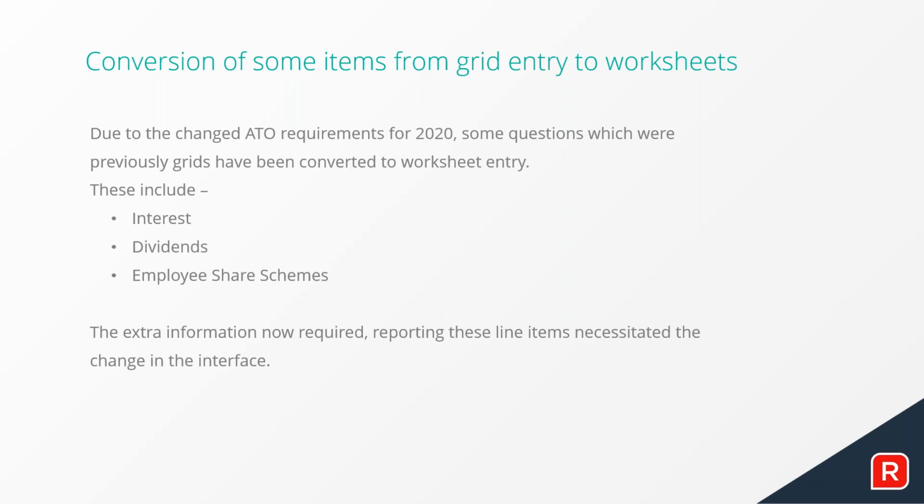Now, due to changes to the ATO requirements for 2020, some questions that were previously in what we call a grid, you might call a table, have been converted to worksheet entry. An example of this would be interest and dividends and employee share schemes. They were collecting a lot more information, and it just made sense for us to change to a worksheet style rather than continue to use a grid, which would become unwieldy and is not a usable format anymore.